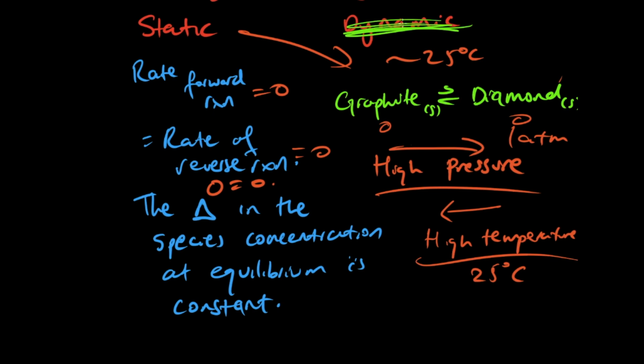So the difference between static and dynamic is that the rate of the forward reaction is 0 for static but greater than 0 for dynamic, and the rate of the reverse reaction is also 0 for static, but the rate of the reverse reaction for dynamic is greater than 0.